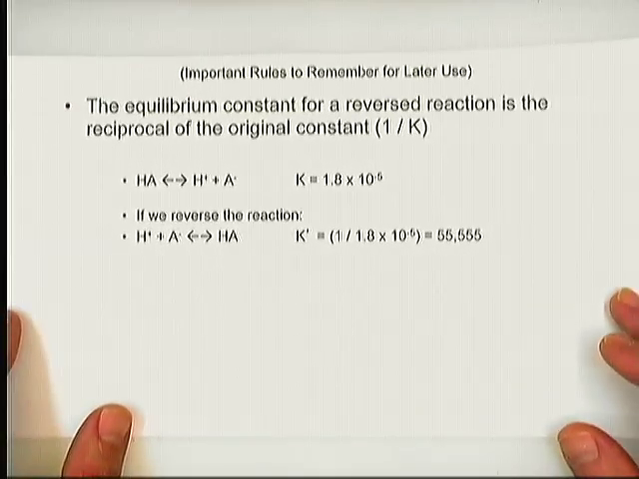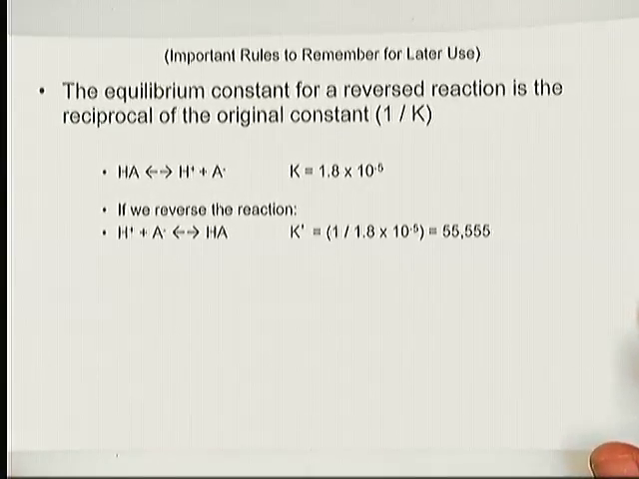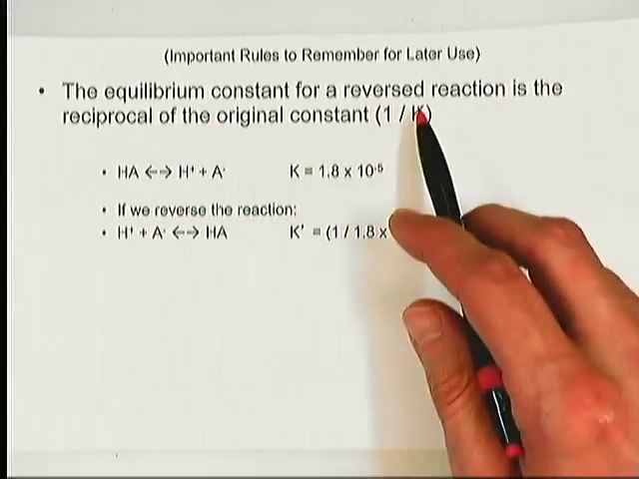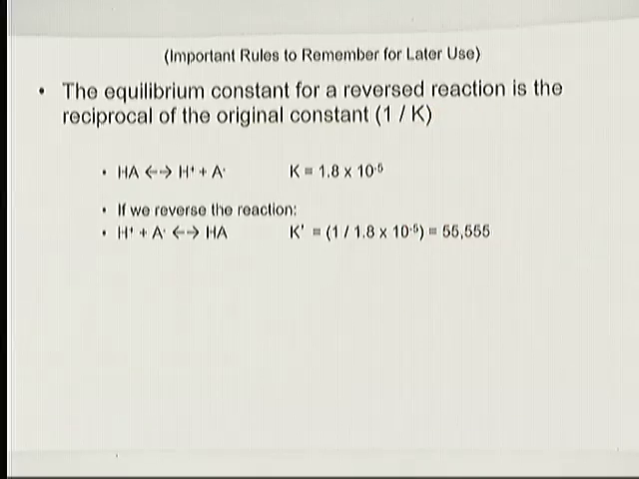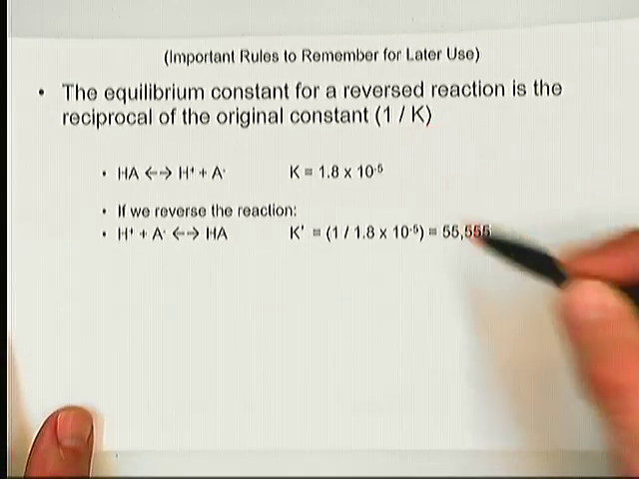There are some other rules to remember about equilibrium constant expressions that may prove to be useful for us eventually, okay? The first rule is that the equilibrium constant for a reversed reaction is simply the reciprocal of the original equilibrium constant. Reciprocal, of course, is 1 over K, which is the original constant.